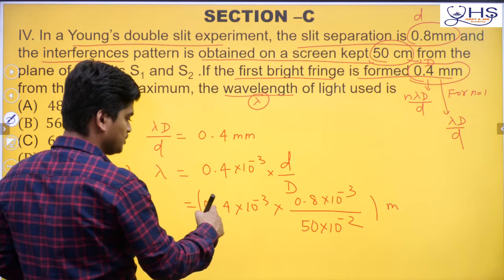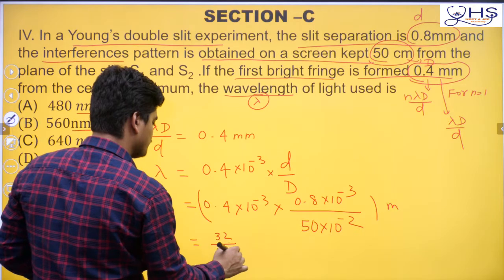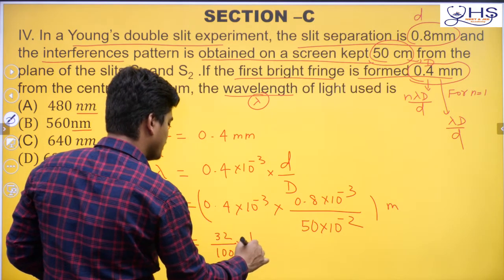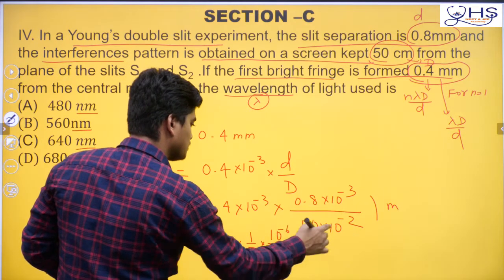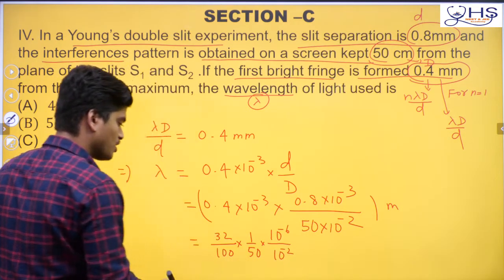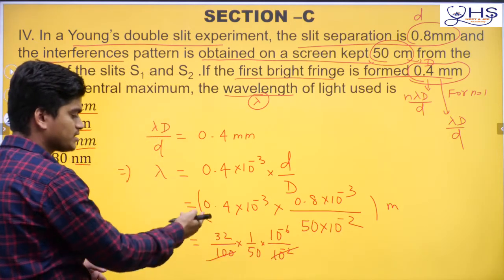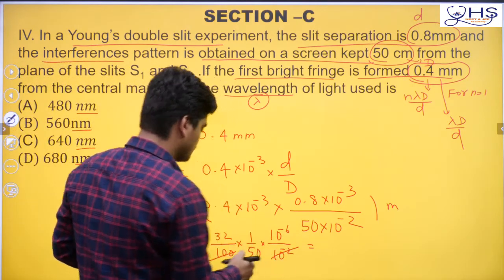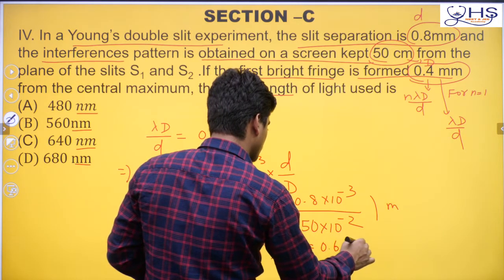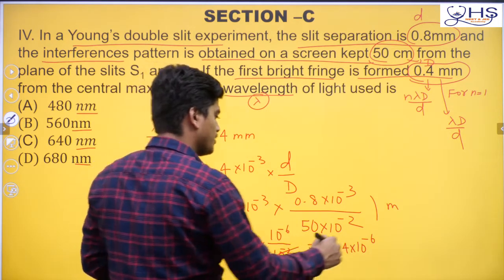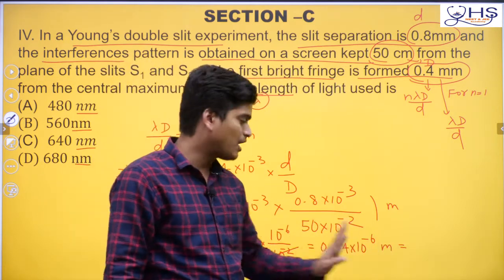Now here if you check 0.4, 0.8 multiplication I will do, it will be 32 by 100 into 1 by 50, let me keep here, and here 10 to the minus 3, 10 to the minus 3 will become 10 to the minus 6, let me keep 10 to the minus 2 here. Now 100 I can cancel with 10 to the minus 2, because 10 to the 2 and 10 to the minus 2 can cancel, and 32 by 50 you calculate, it will come around 0.64 into 10 to the power minus 6. Okay, and if this is everything in meter, if you convert to nanometer, what you need to do? Now 1000 multiply, 1000 divide.